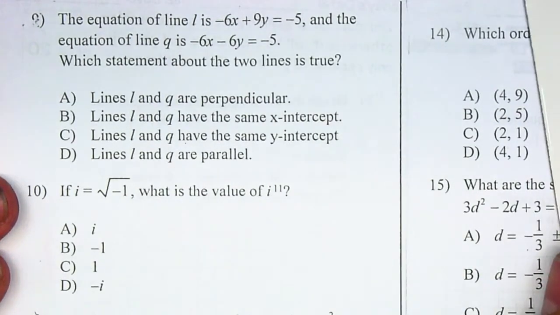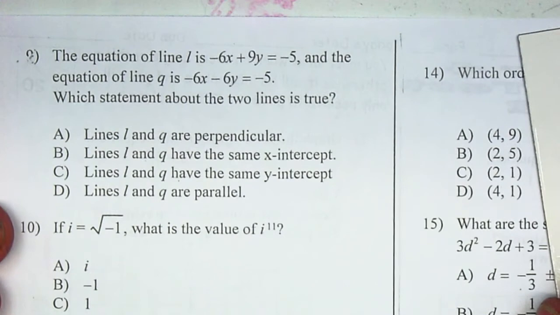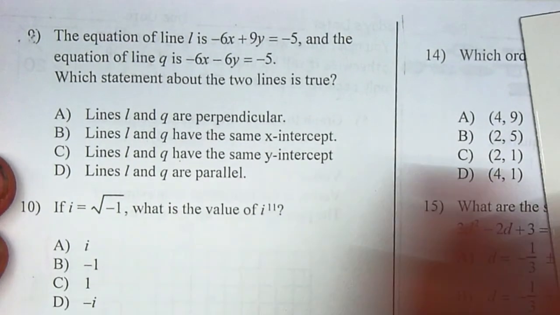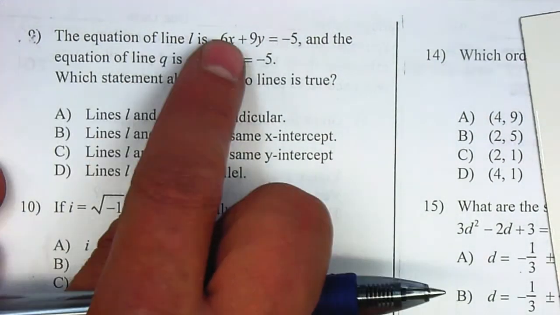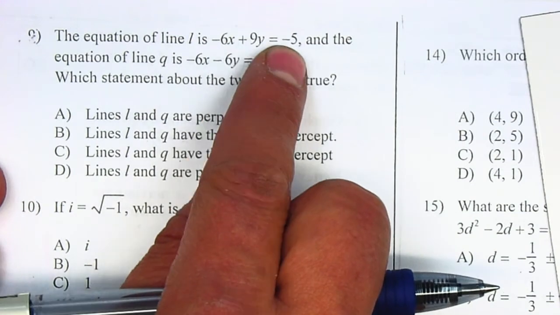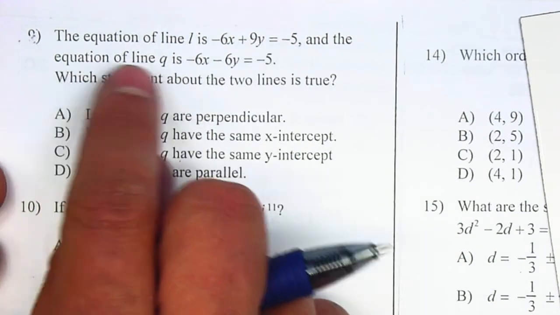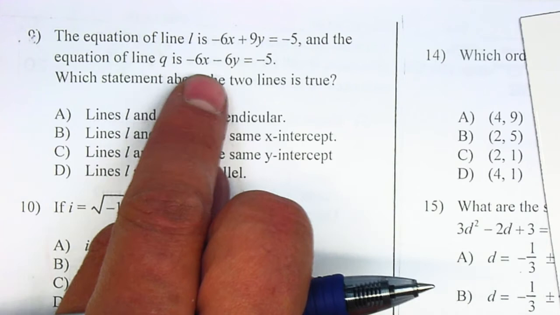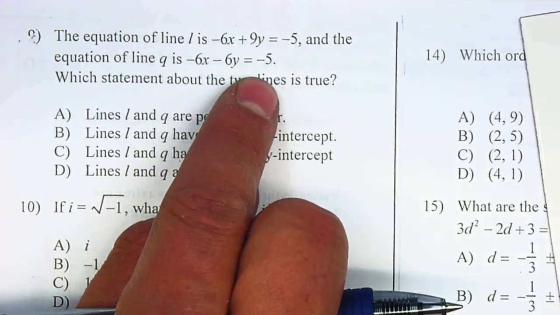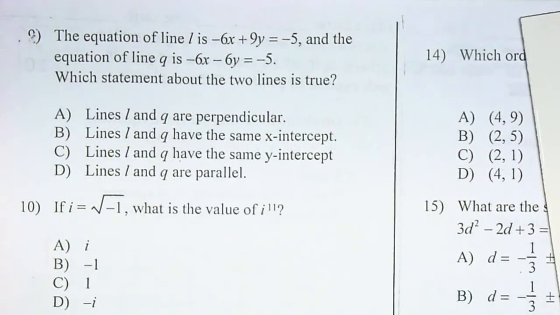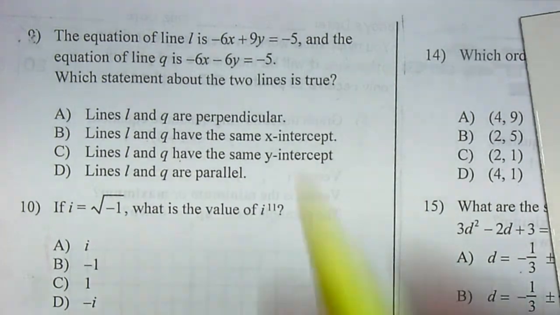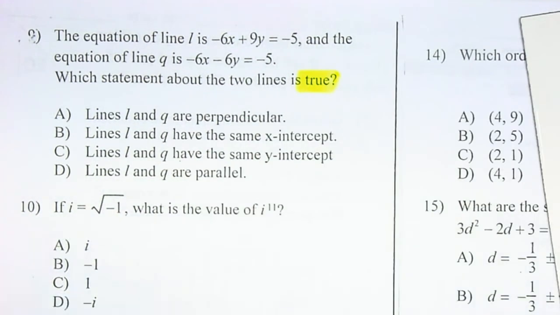On problem number 9, we have the equation of line L is negative 6x plus 9y equal to negative 5. The equation of line Q is negative 6x minus 6y is equal to negative 5. Which statement about the two lines is true? So we're looking for a true statement.